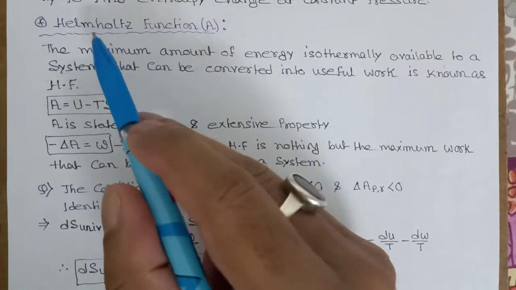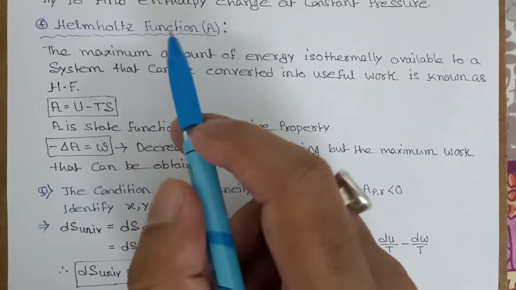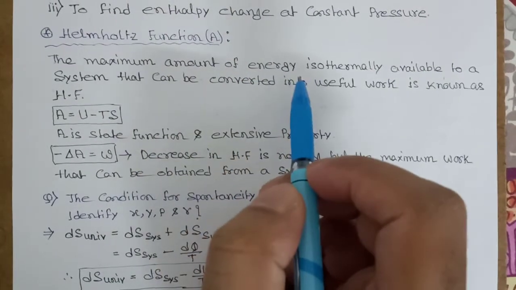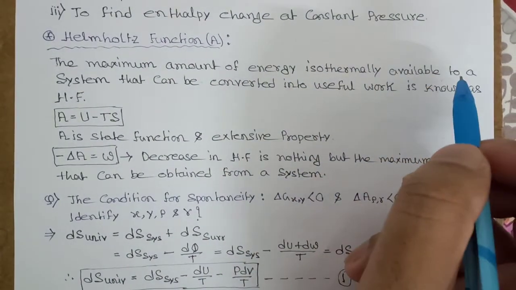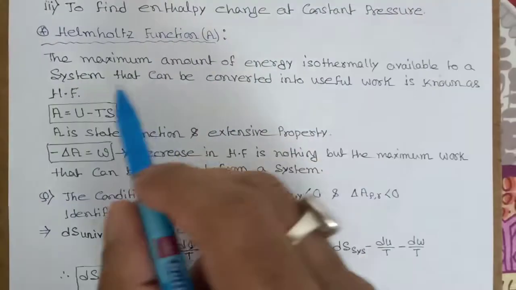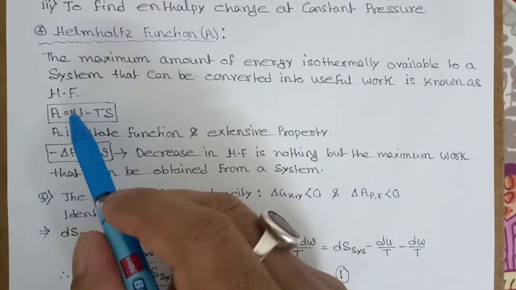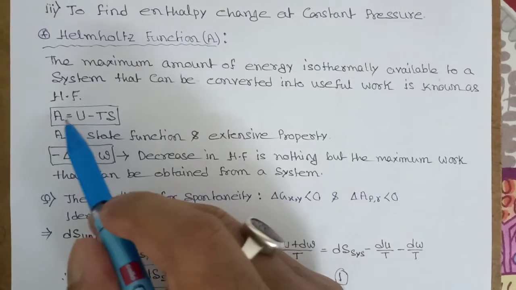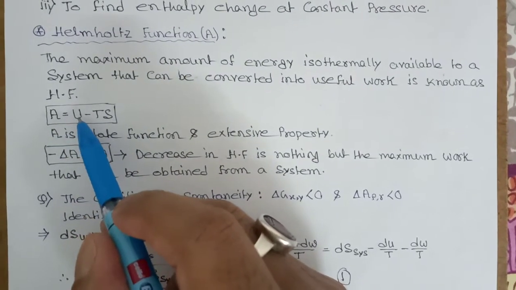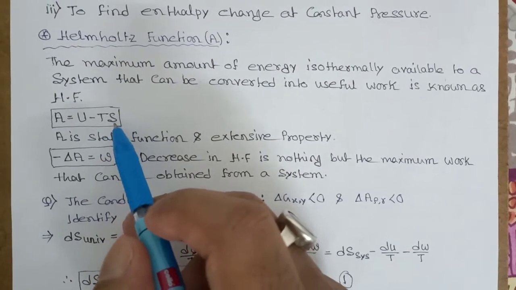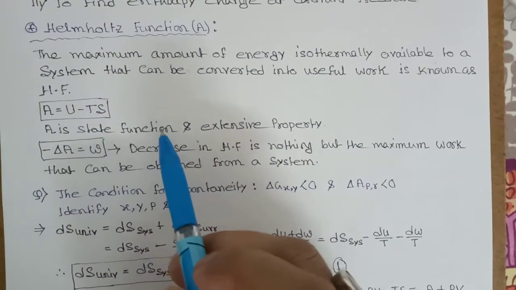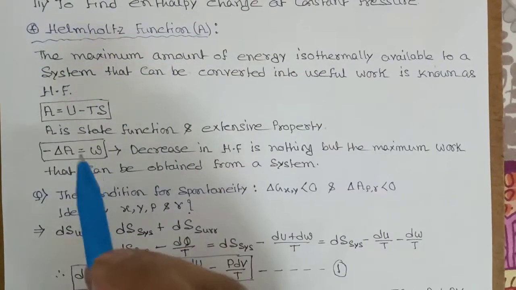Now we will learn the Helmholtz function, which is denoted by A. This is the maximum amount of energy isothermally available to a system that can be converted into useful work, and is known as the Helmholtz function. The mathematical expression for the Helmholtz function is A is equal to U minus TS. Here A is the Helmholtz function, U is internal energy, T is temperature, and S is entropy. Now, A is a state function and an extensive property.